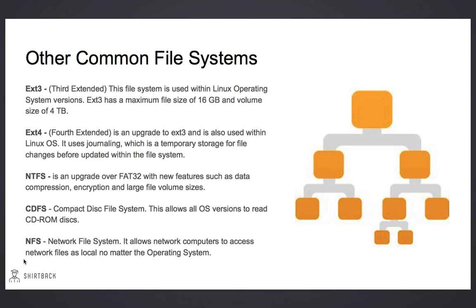The third and fourth extended file systems were used primarily with Linux. They typically had maximum file sizes of 16 gigabits and volume sizes of 4 terabytes. NTFS introduced features such as data compression and encryption. The compact disk file system, CDFS, allows operating systems to read from CD-ROM disks.